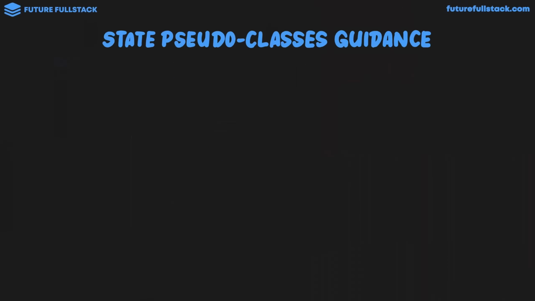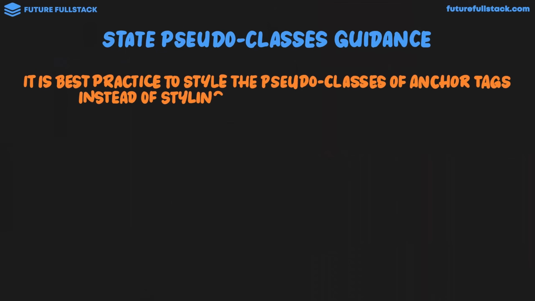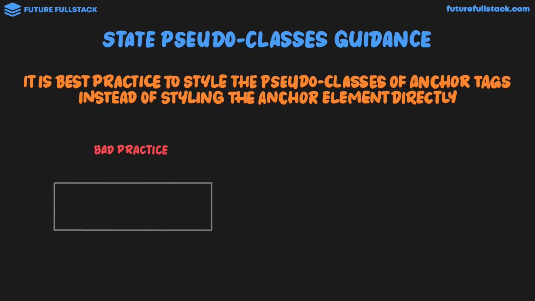So let's now look at some state pseudo class guidance. It is best practice to style the pseudo classes of anchor tags instead of styling the anchor element directly. So let's have a look at what I mean by first looking at what is considered bad practice. Bad practice is simply using the type selector to select the anchor tag and apply styles directly. This is considered bad practice because we're not styling the different states the anchor tags can be.